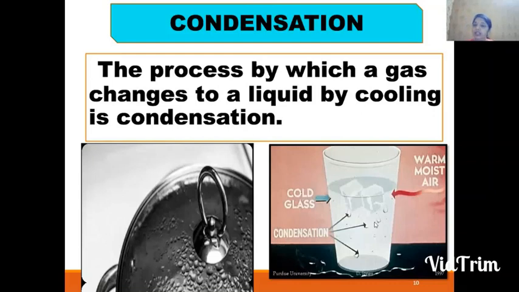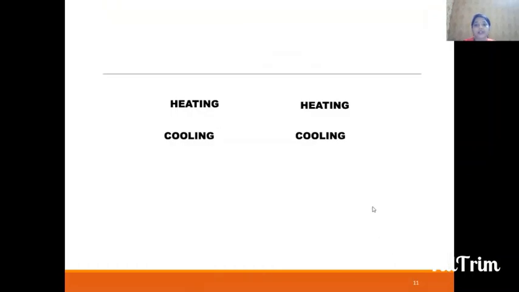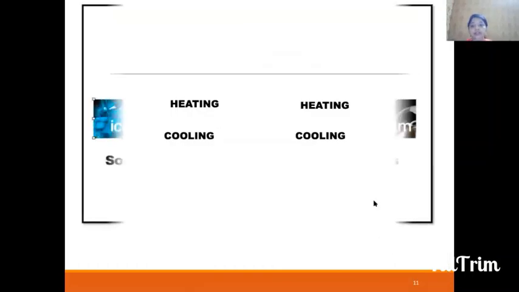Take out any bottle from the refrigerator, for example, your tomato sauce bottle, or your sauce bottle, or your jam bottle. After 10 minutes, try to touch the outer surface of the bottle and you will find that it becomes wet. Then you will understand that it is the process of condensation. Okay. So let's discuss in short how the states of matter change.